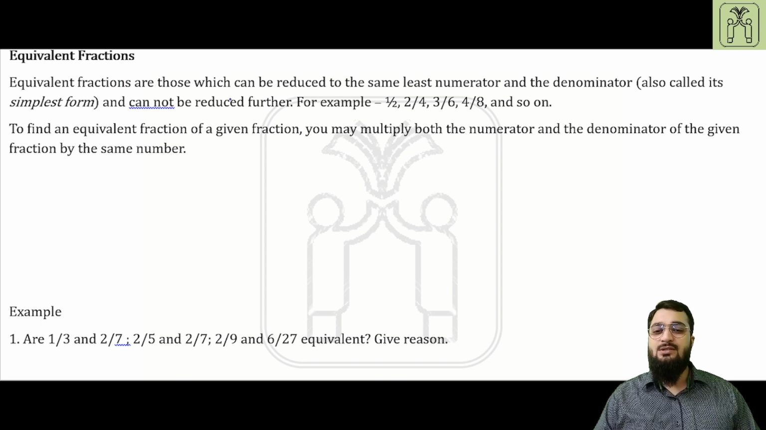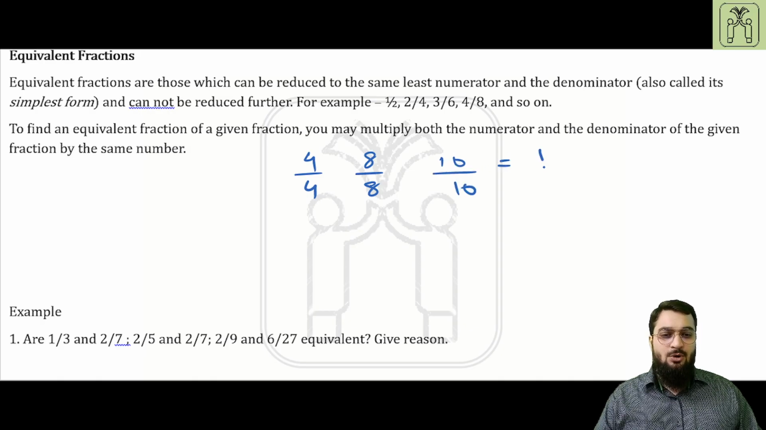Equivalent fractions are those which can be reduced to the same least numerator and denominator, also called its simplest form, and cannot be reduced further. As I told you, for example, 4 upon 4, 8 upon 8, 10 upon 10: these were all equal to each other and were ultimately equal to 1 upon 1, or equal to 1. As per the three rules of fractions I mentioned earlier, 1 upon 1 is equal to 1.